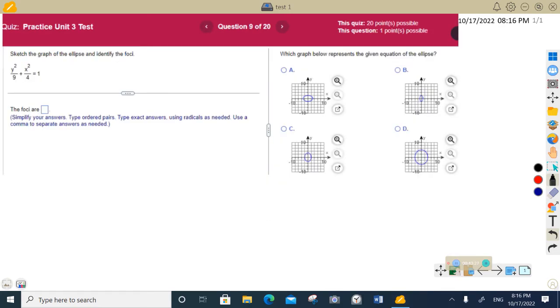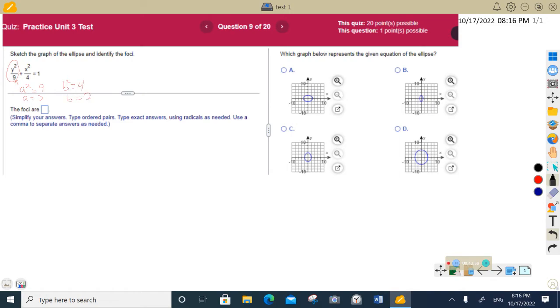Okay, question number 9 says sketch the graph of the ellipse and identify the foci. I want you to notice they got x and y backwards here because sometimes they'll put the major axis first. The reason we know y is the major axis is because it's the bigger number underneath. So now remember, that's not a, that's a squared. So little a is going to be the square root of 9, which is 3. B squared is the number underneath the minor axis, 4, so little b would be 2.